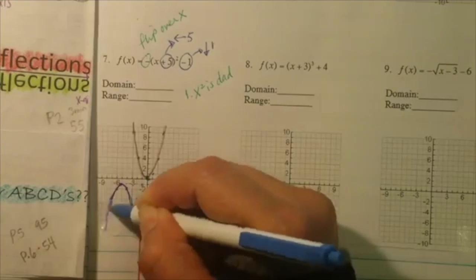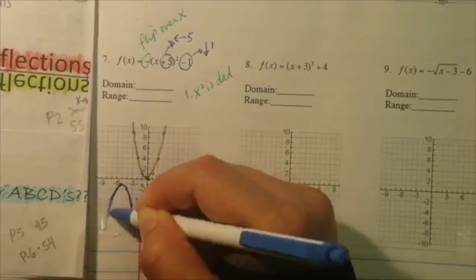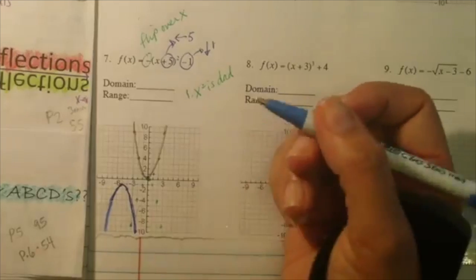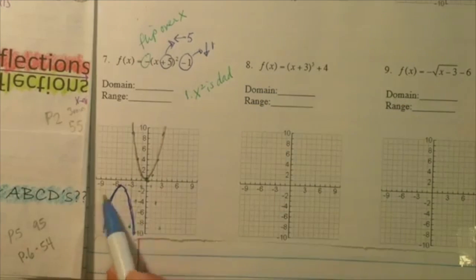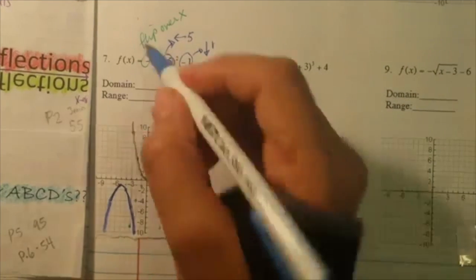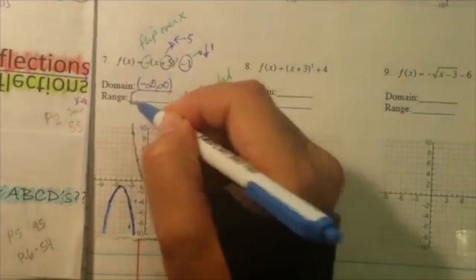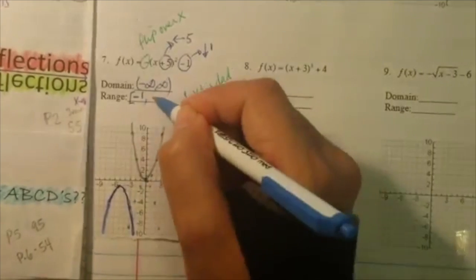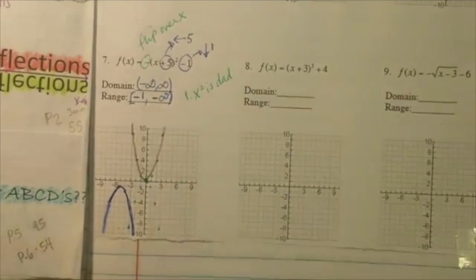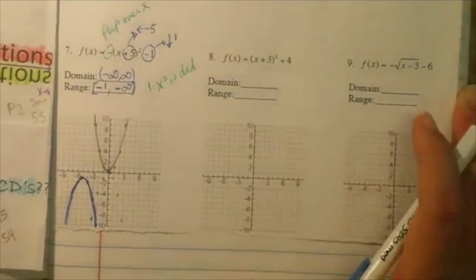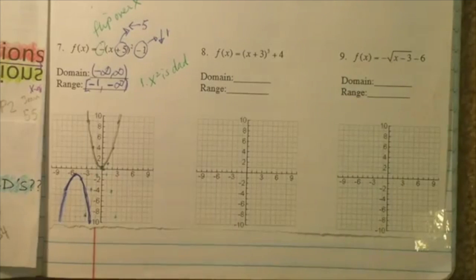You can see I have a little tape here, that's why it's a little harder to see. And this is what it looks like. So domain, all the x values, you can see it goes on forever in both directions. Range, y starts at -1 and goes on forever, so including -1 with a bracket, goes on forever to negative infinity. That's pretty much it.